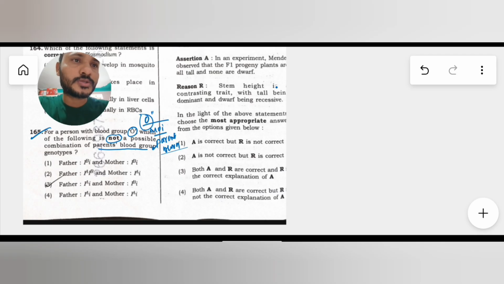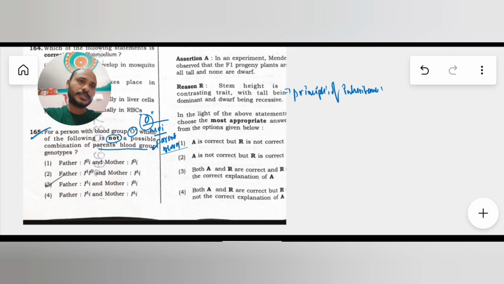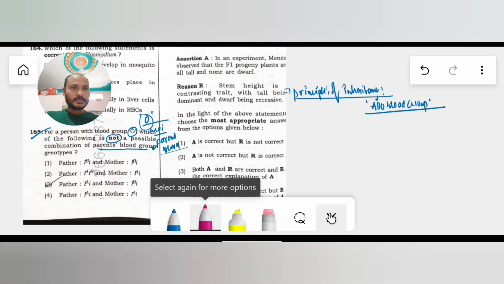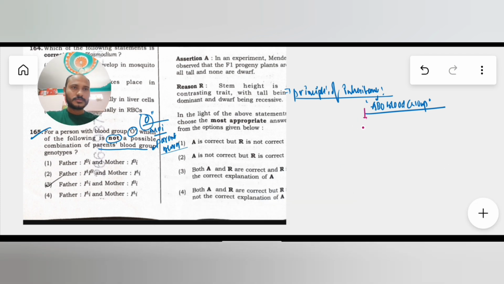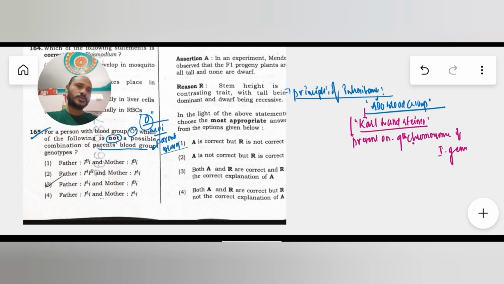First, these questions are framed from the principles of inheritance, where they focus on the ABO blood group. So let's discuss some introduction regarding the ABO blood group. The ABO blood group concept was given by a scientist called Karl Landsteiner. Generally, this ABO blood group is controlled by the I gene, which is present on the ninth chromosome.